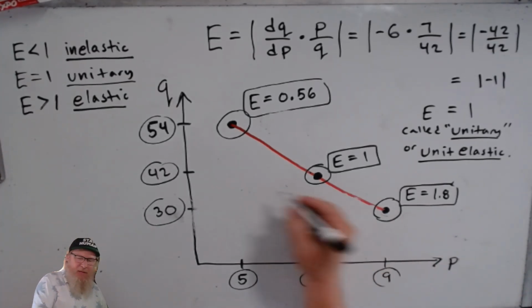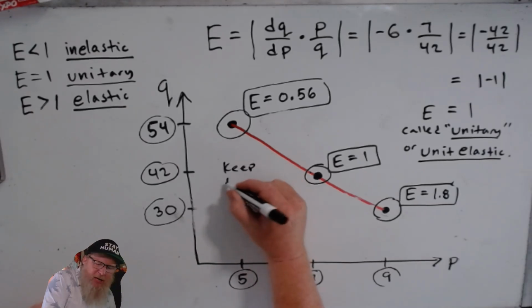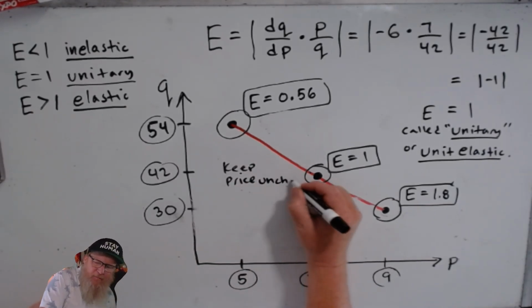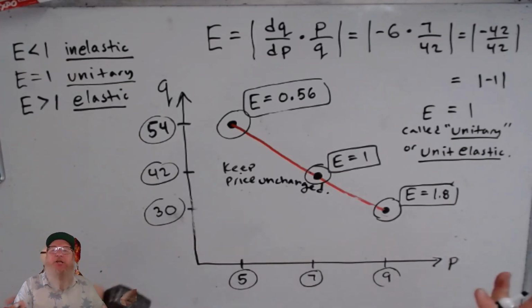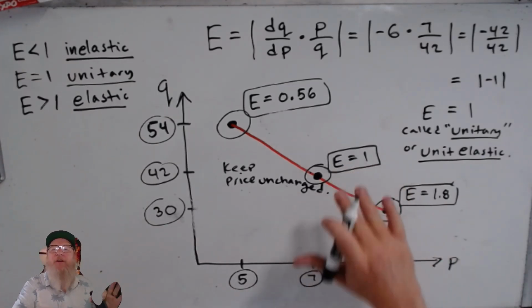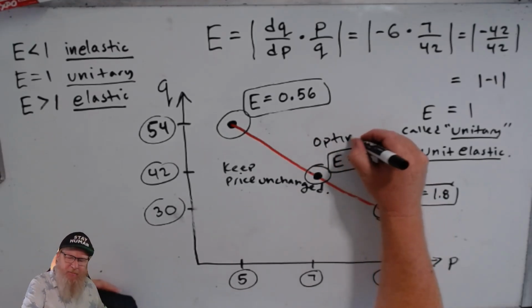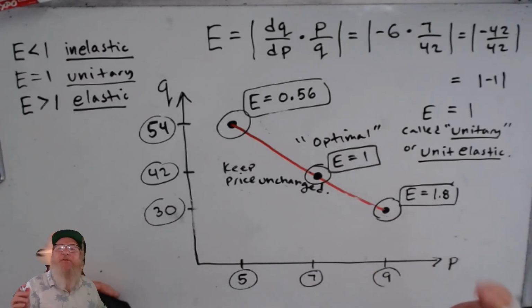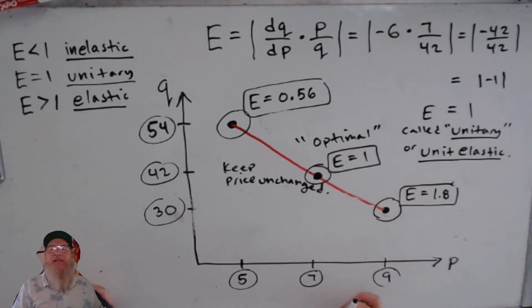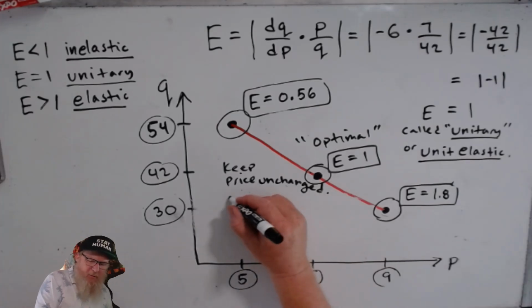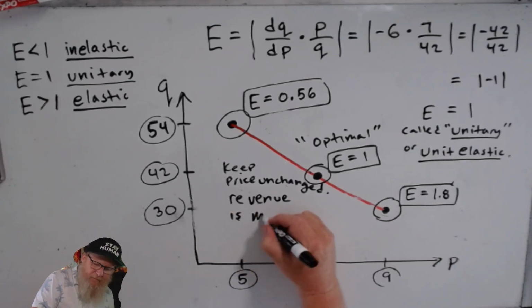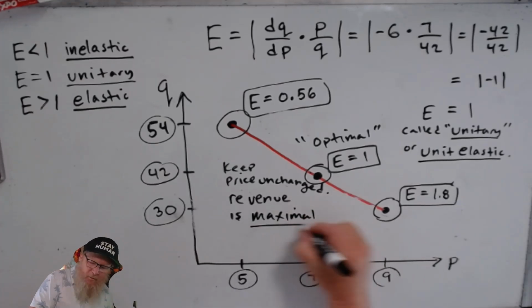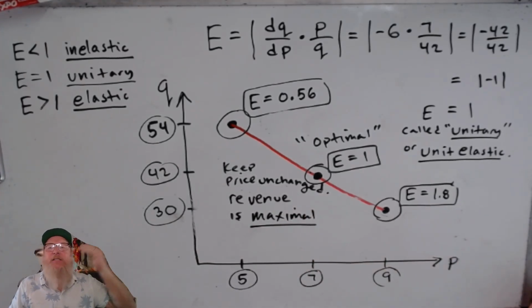Well, what does that mean? That means keep the prices unchanged. All right. Keep the price unchanged. It's perfect. Right? That is the perfect price. This is what we call optimal. It's the optimal price. Yeah, unit elasticity. It's the best price. All right. Revenue is already maximized. Or it's maximal. We've already reached the maximum revenue.